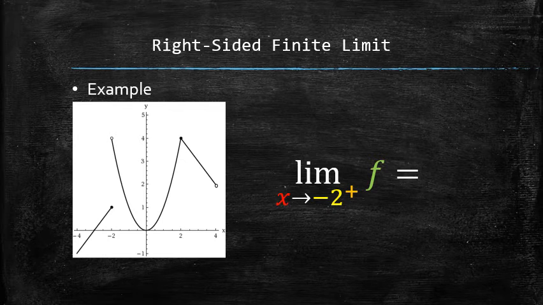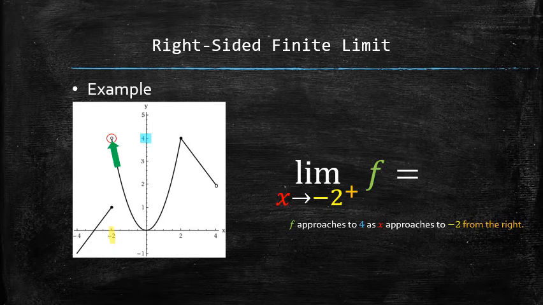To find the next limit, we need to determine the value which the function approaches as x approaches -2 from the right. It is easy to see that the function approaches 4. In other words, f approaches 4 as x approaches -2 from the right. Therefore, the answer is 4. So we found the limit.